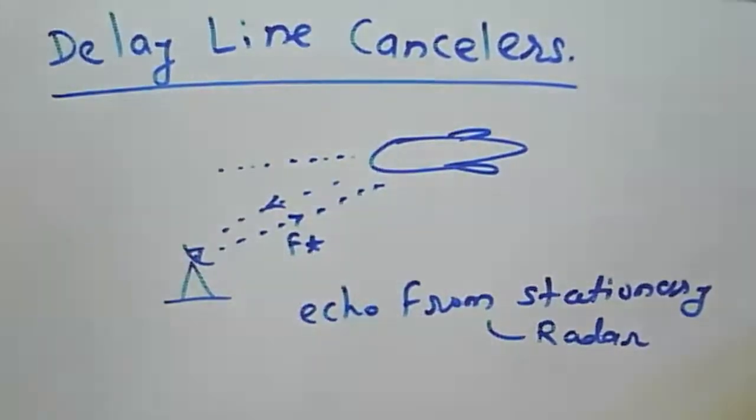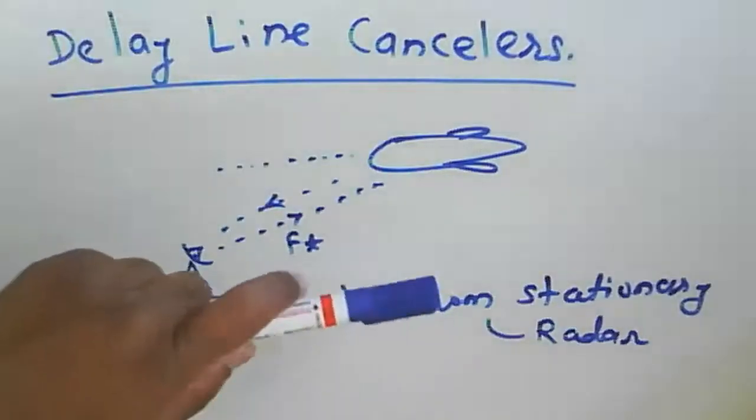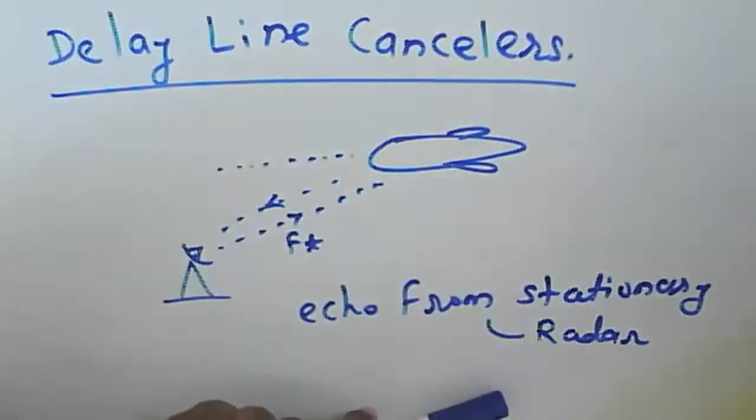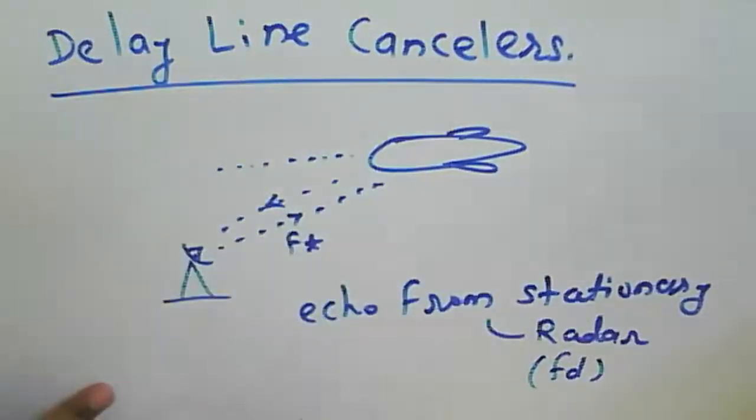If the response is zero, then on a display we are not able to see any target. That is the issue. At that particular frequency, where we are getting a zero response, the echo from the stationary signal as well as the echo from the radar target, which is the FD, is the same. So we will get a zero response across this delay line canceller. That is nothing but a blind speed for the delay line canceller.